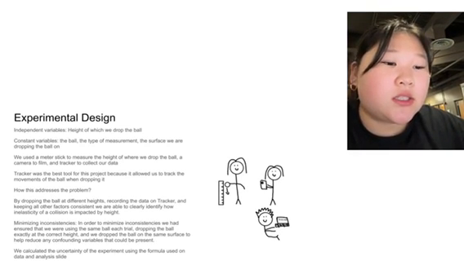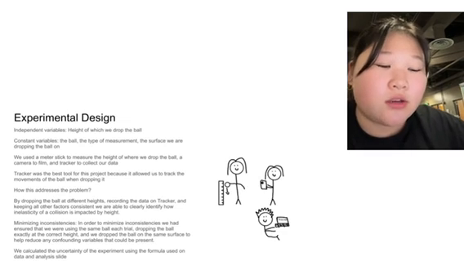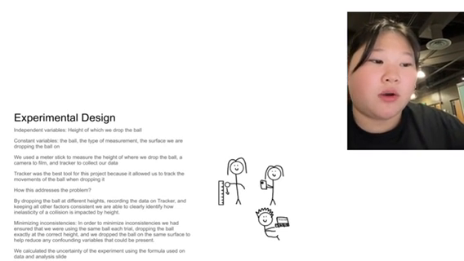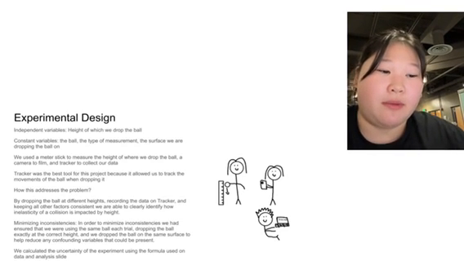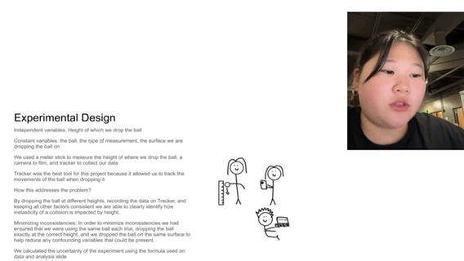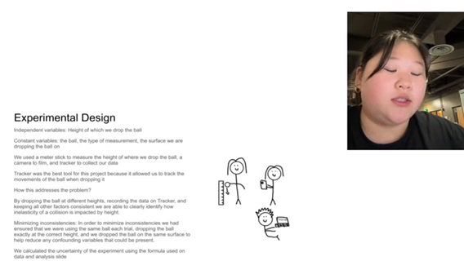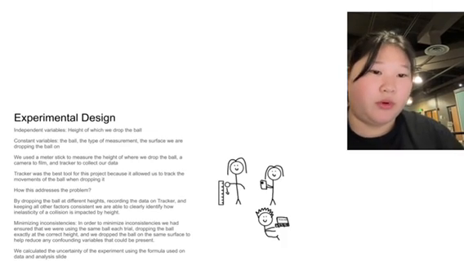Minimizing inconsistencies. In order to minimize inconsistencies, we ensured that we were using the same ball for each trial, dropping the ball exactly at the correct height, and dropping the ball on the same surface to help reduce any confounding variables that might be present. We calculated the uncertainty of the experiment using the formula on the data analysis slide, and that's just like what we were doing in that picture.